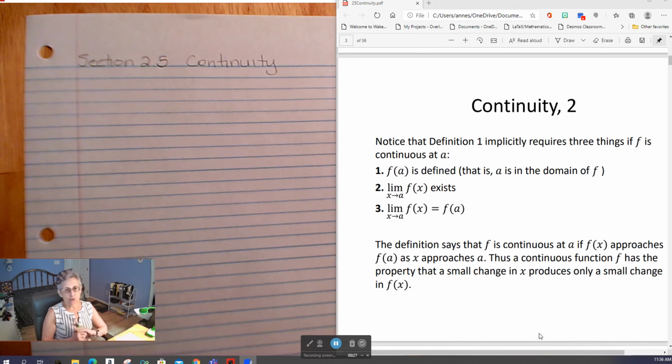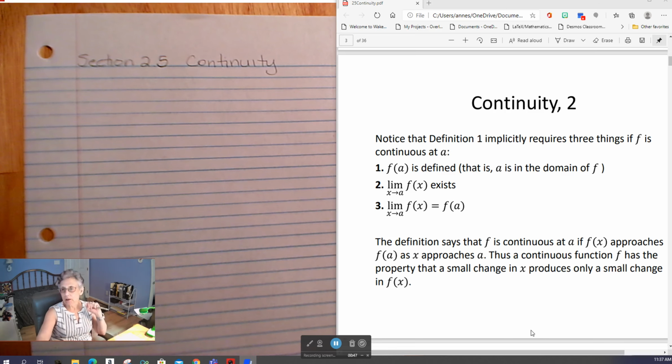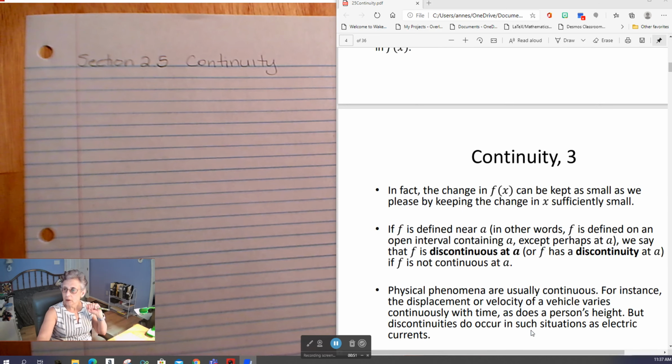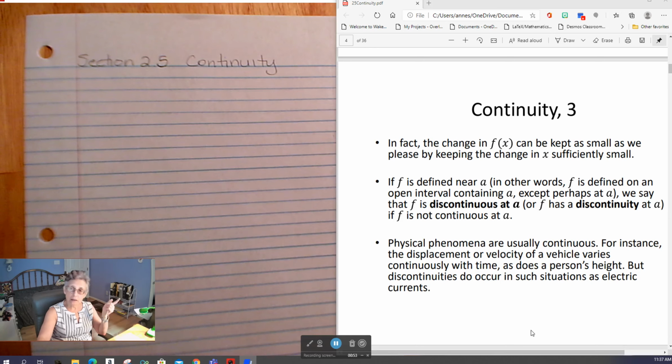But that definition really requires three things. The function has to be defined at the point, the limit has to exist, and the limit has to equal the function value. So if it fails any of these three things, then it's not continuous at the point. This is called the 3-point checklist. If it's not continuous, we say it is discontinuous or has a discontinuity.